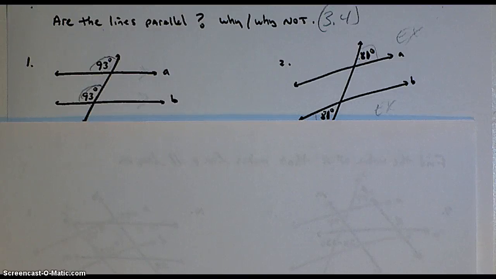Hello, this is section 3.4 in our textbook, which is all about proving that lines are parallel or deciding if they're parallel based on a picture. Okay, so let's do a few together. You can finish the rest later on your own.